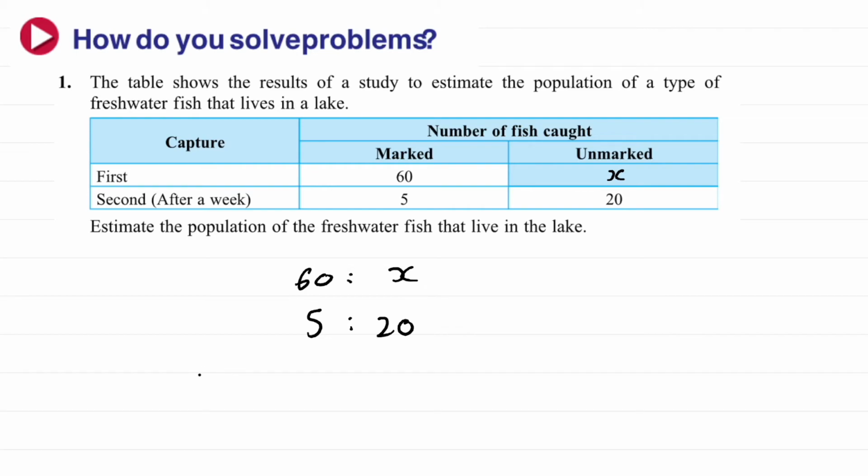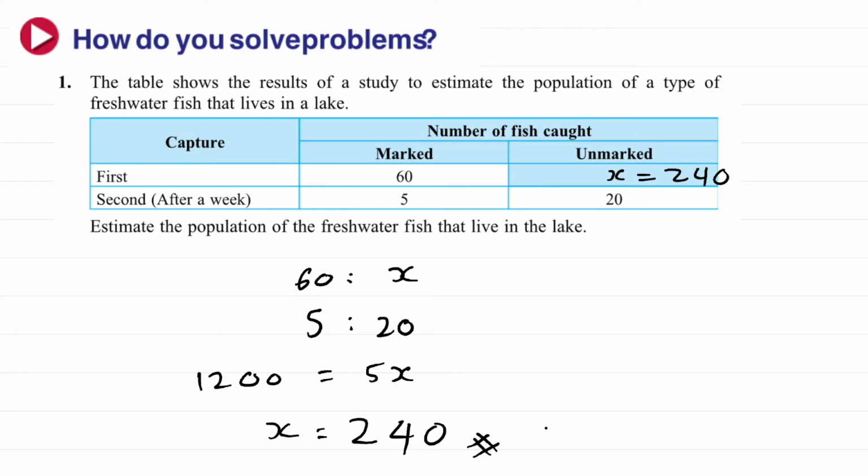So when you multiply, you will get here is 1200. This is 5x. So now you will get x is equals to 240. So now you have the value of x is equals to 240. Now the question asks you to estimate the population of the freshwater fish that live in the lake.